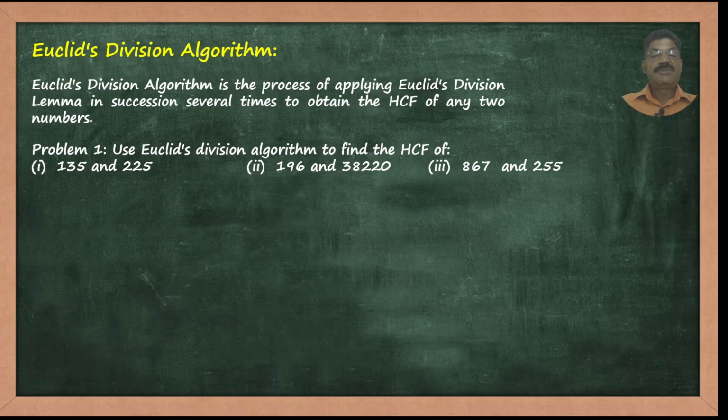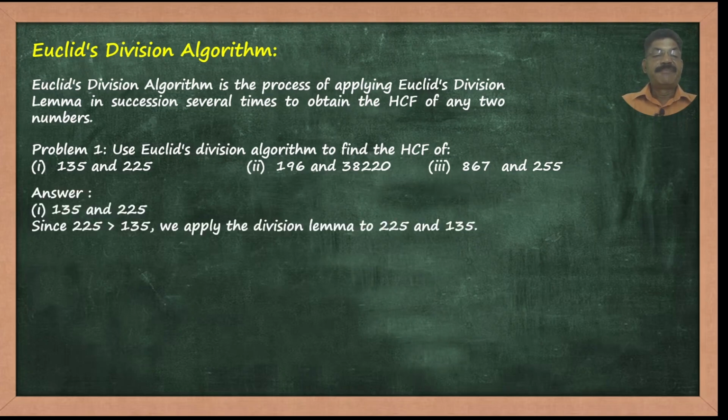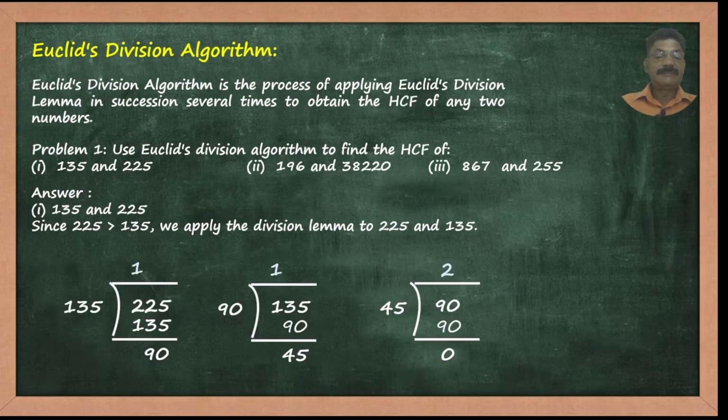Here is one problem. Use Euclid's division algorithm to find the highest common factor of 135 and 225. Now, we have to apply Euclid's lemma repeatedly for these two integers, 135 and 225. Naturally, 225 is the biggest number and 135 is less than 225. So, we apply the division lemma to these two numbers in this way. When you divide 225 by 135, it is only one time. So the remainder is 90.